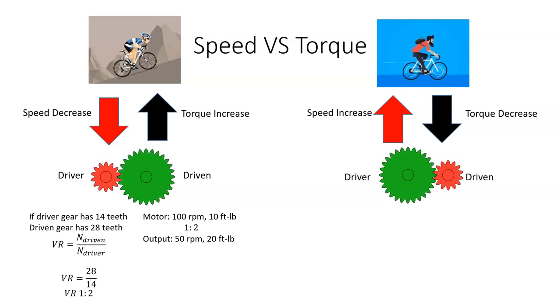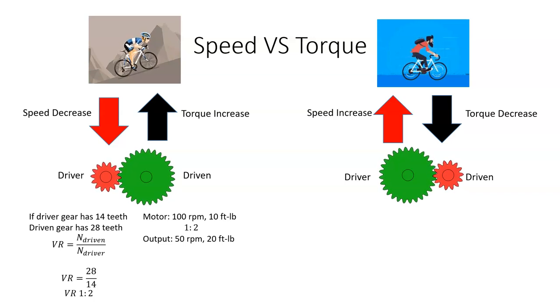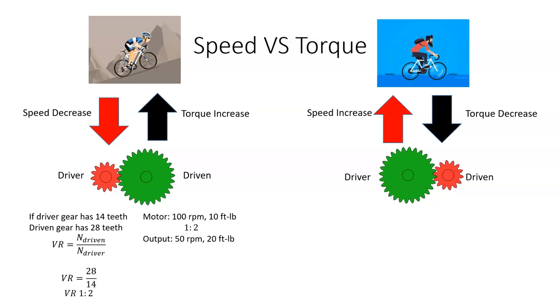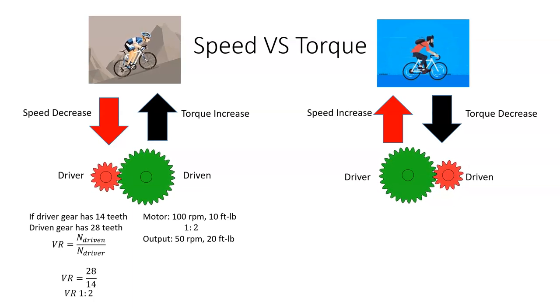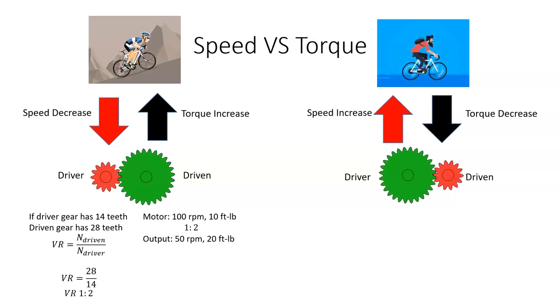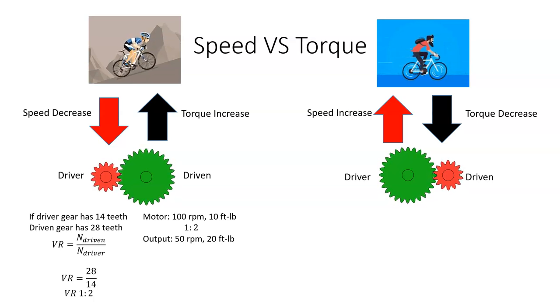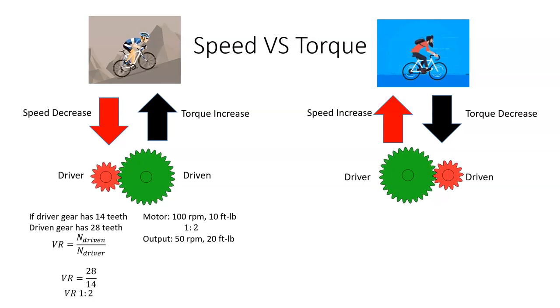Now let's look at the other situation. Let's reverse those same two gears and put the motor onto the larger gear, the one with 28 teeth. So that's the driver, and the driven now has 14 teeth. What we're going to do is increase the speed. As the driver goes around one time, this one is now being driven twice. It's going through 2 revolutions.